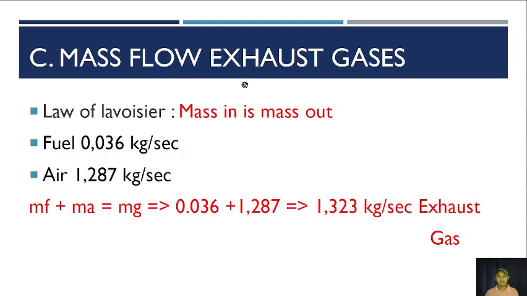Let's go with the mass flow of exhaust gases. By the law of Lavoisier, mass in is mass out. So fuel at 0.036 kilogram per second and air at 1.287 kilogram per second. Mass of fuel plus mass of air equals the mass of the gas, which is 0.036 plus 1.287, equal to 1.323 kilogram per second of exhaust gases. So that is the mass flow of exhaust gases.